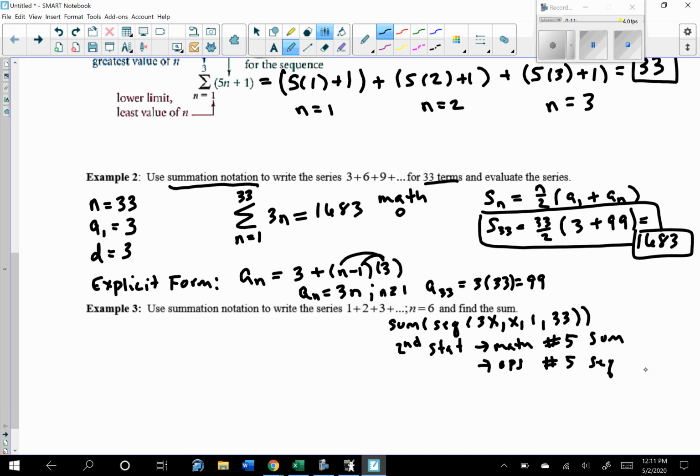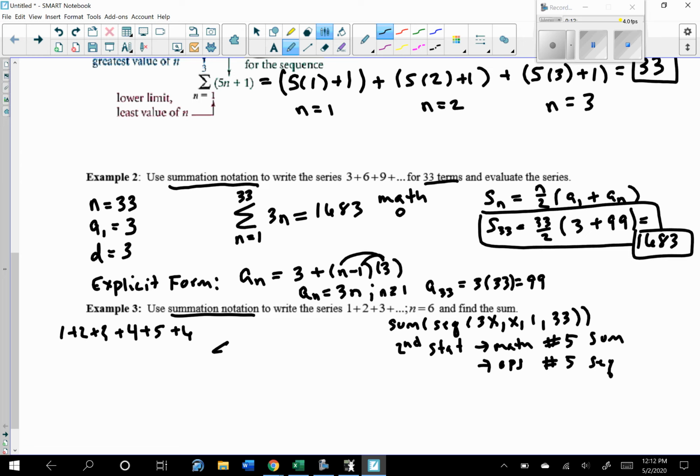The next example, number 3, says use summation notation to write the series 1 plus 2 plus 3, so on, all the way to n equals 6, and find the sum. So this would be easy just to, since you only have 6 terms, write them out. So 1 plus 2 plus 3. I mean, that's not that hard, and you could easily add that up. But we're going to use the summation notation because that is what it's asking for.